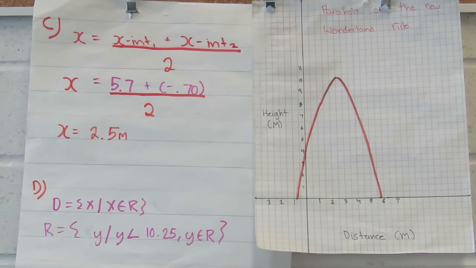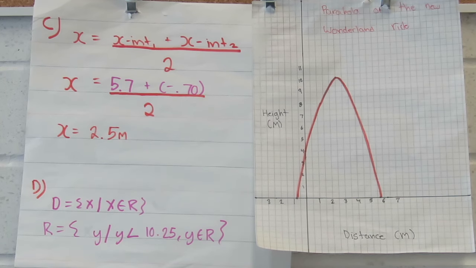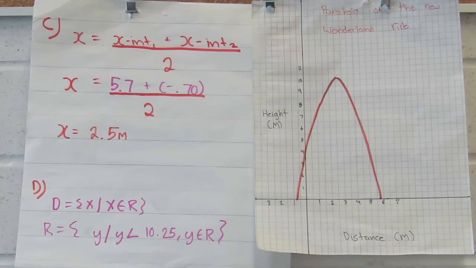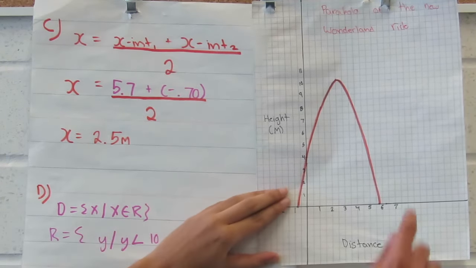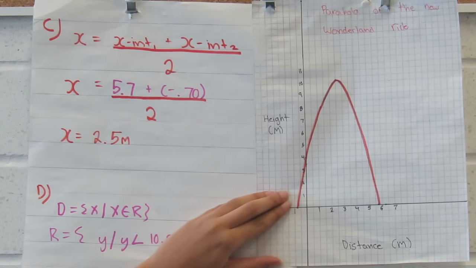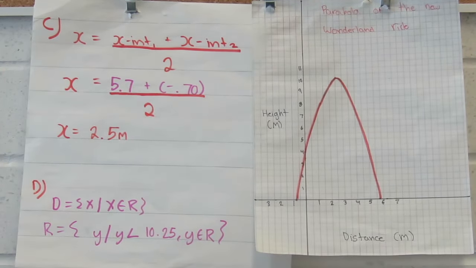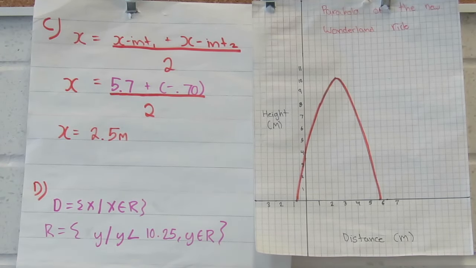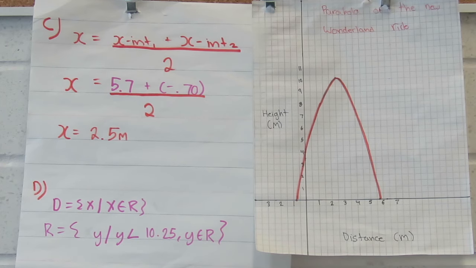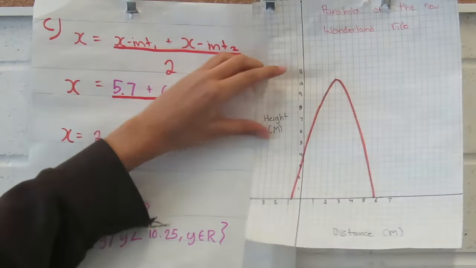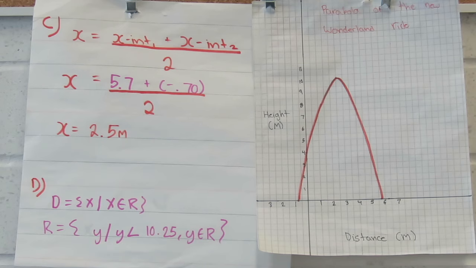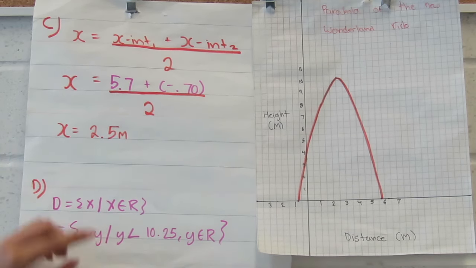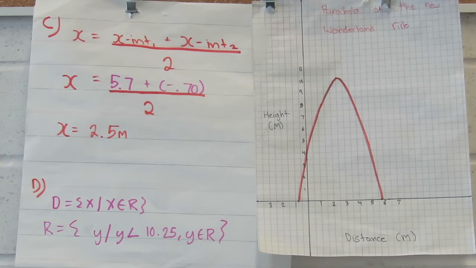And now for domain and range. To figure out the domain and range is actually quite easy. First you're going to figure out the domain, and your domain is just the x-axis. And as you can see over here, the parabola gets wider and wider. So therefore, the domain would be x is a set of real numbers. Now for the range, that's all dependent on the y-axis. So over here you can see that the parabola doesn't go any higher than 10.25. Therefore, your range would be y is such that y is less than or equal to 10.25 and y is a set of real numbers.